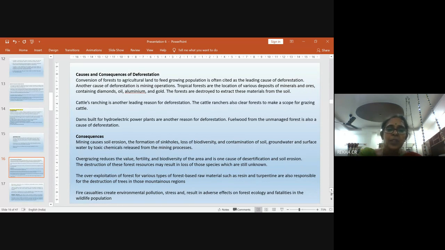soil. So another reason for deforestation is cattle ranching. So the cattle ranchers, they clear the forest to make a scope for grazing the cattle. So dams built for hydroelectric power plants are another reason for deforestation. Fuel load from the unmanaged forest is also a cause of deforestation. So there are a number of causes for deforestation, and a few of these are the mining operations, then the agricultural land to feed the growing population, then cattle ranching, the building of dams, etc.